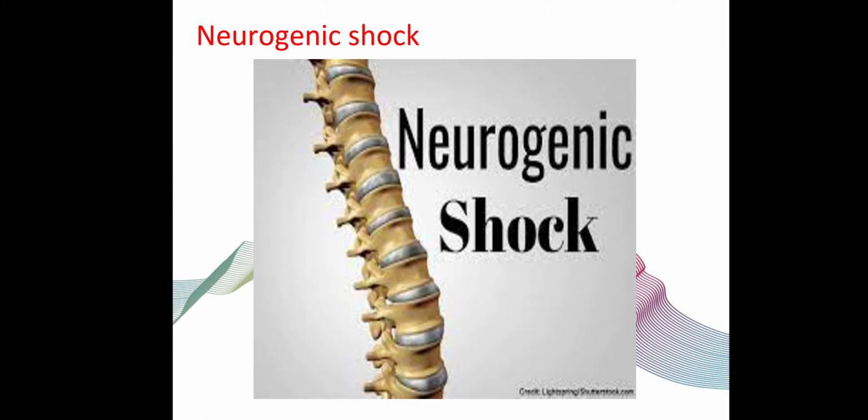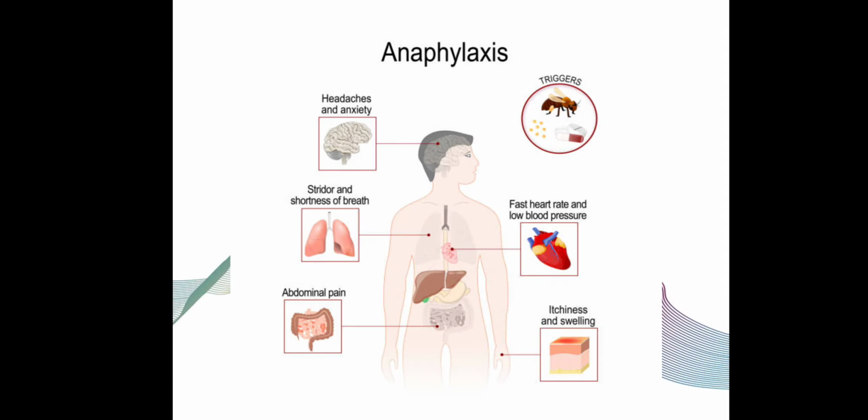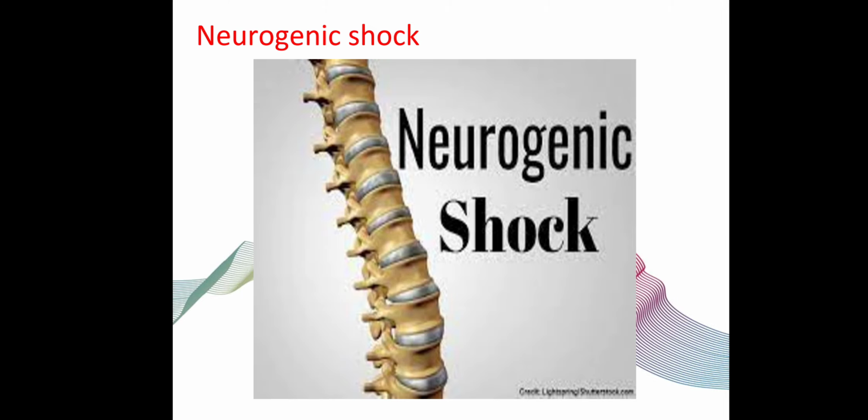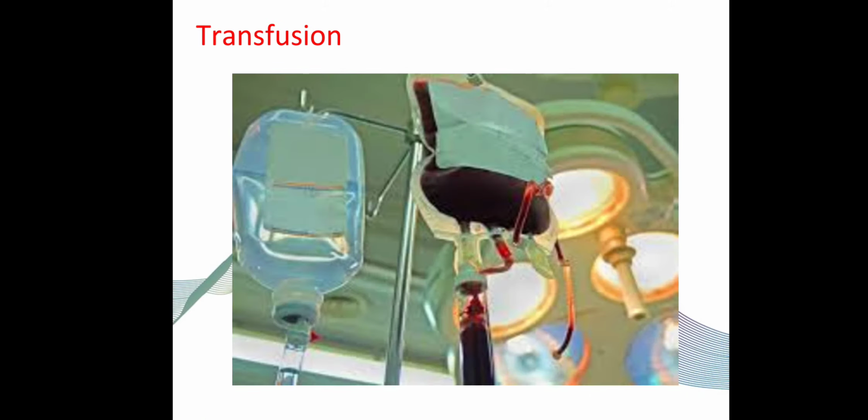So that is the overall treatment of these 5 types of shock, right? Anaphylactic shock, neurogenic shock, septic shock, hypovolemic shock, and cardiogenic shock. Again, I am telling you that this is a brief overview. Each individual type of shock is a big topic by itself. Now, as I told you earlier, transfusion is the main part of the treatment of shock, especially in hypovolemic shock. So we will try to understand transfusion separately.